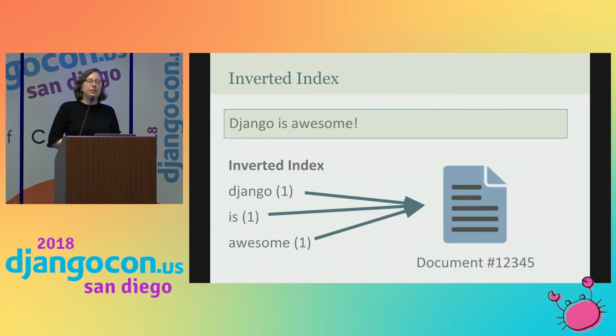Likewise, it is fast because it uses inverted indexes. If I had a document that says, "Django is awesome," Elasticsearch would split it up as directed by us. It would then produce tokens for each of the things to be searched on, and it would map them to a document ID. So if I search for Django in this, Elasticsearch would say, oh, document 12345 has Django, and send that back to me.